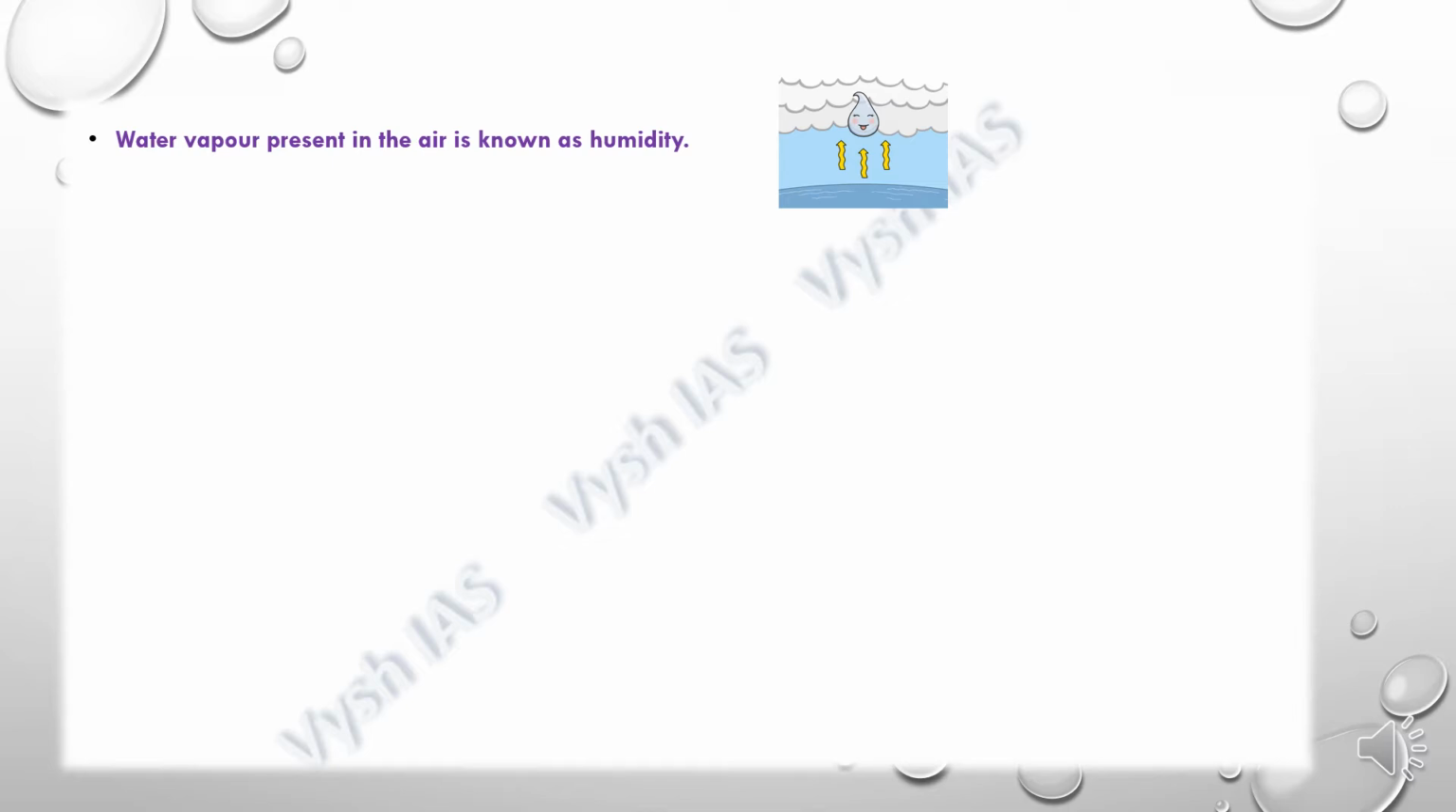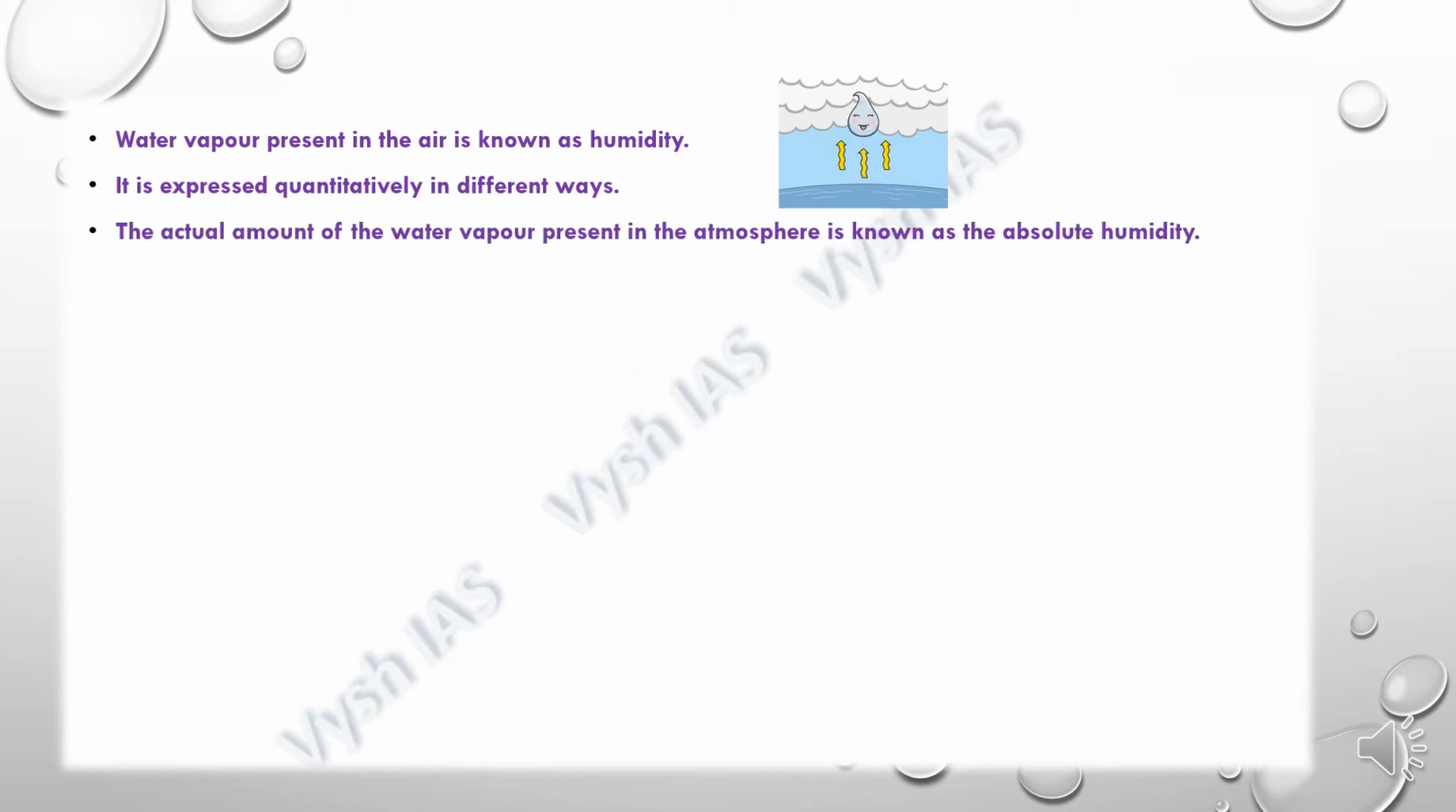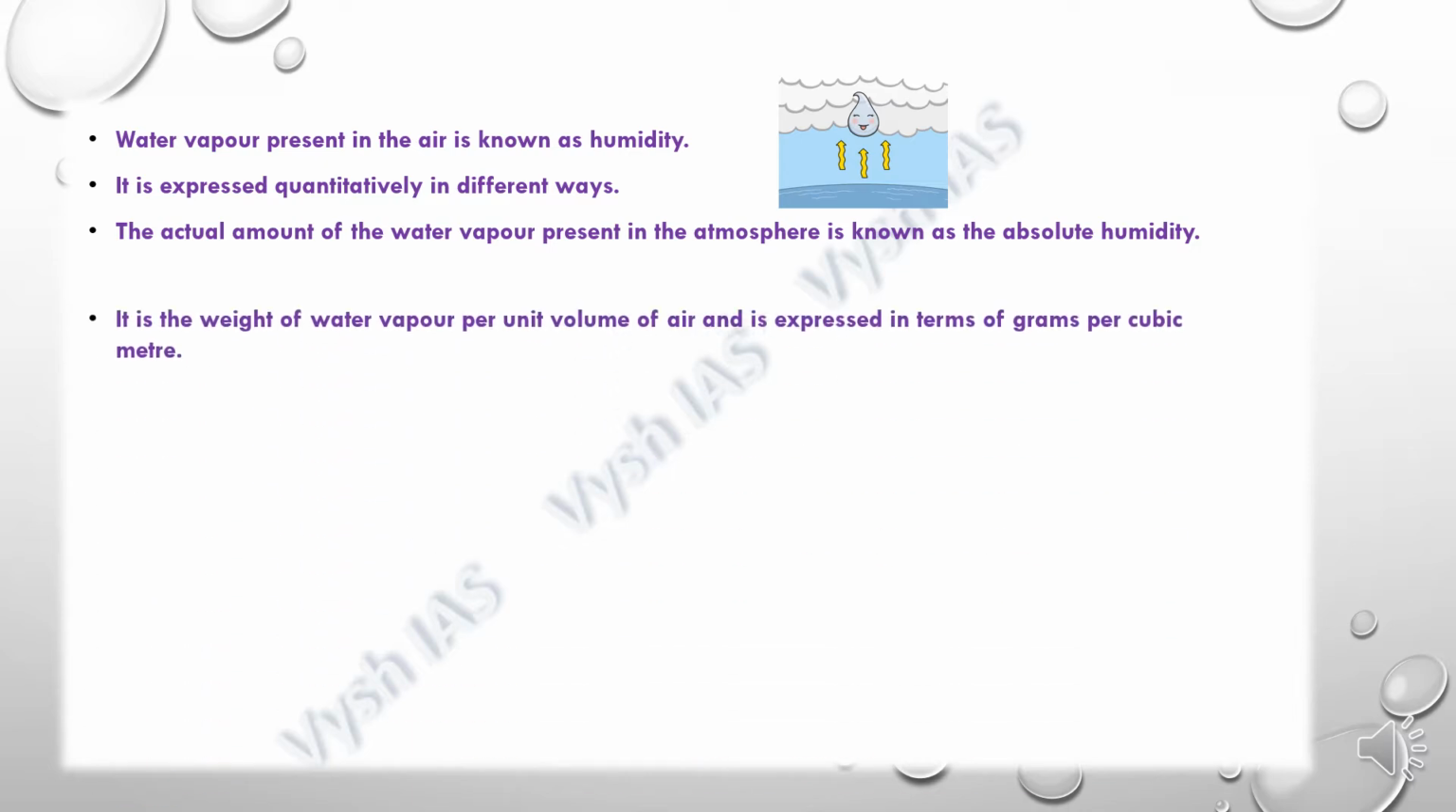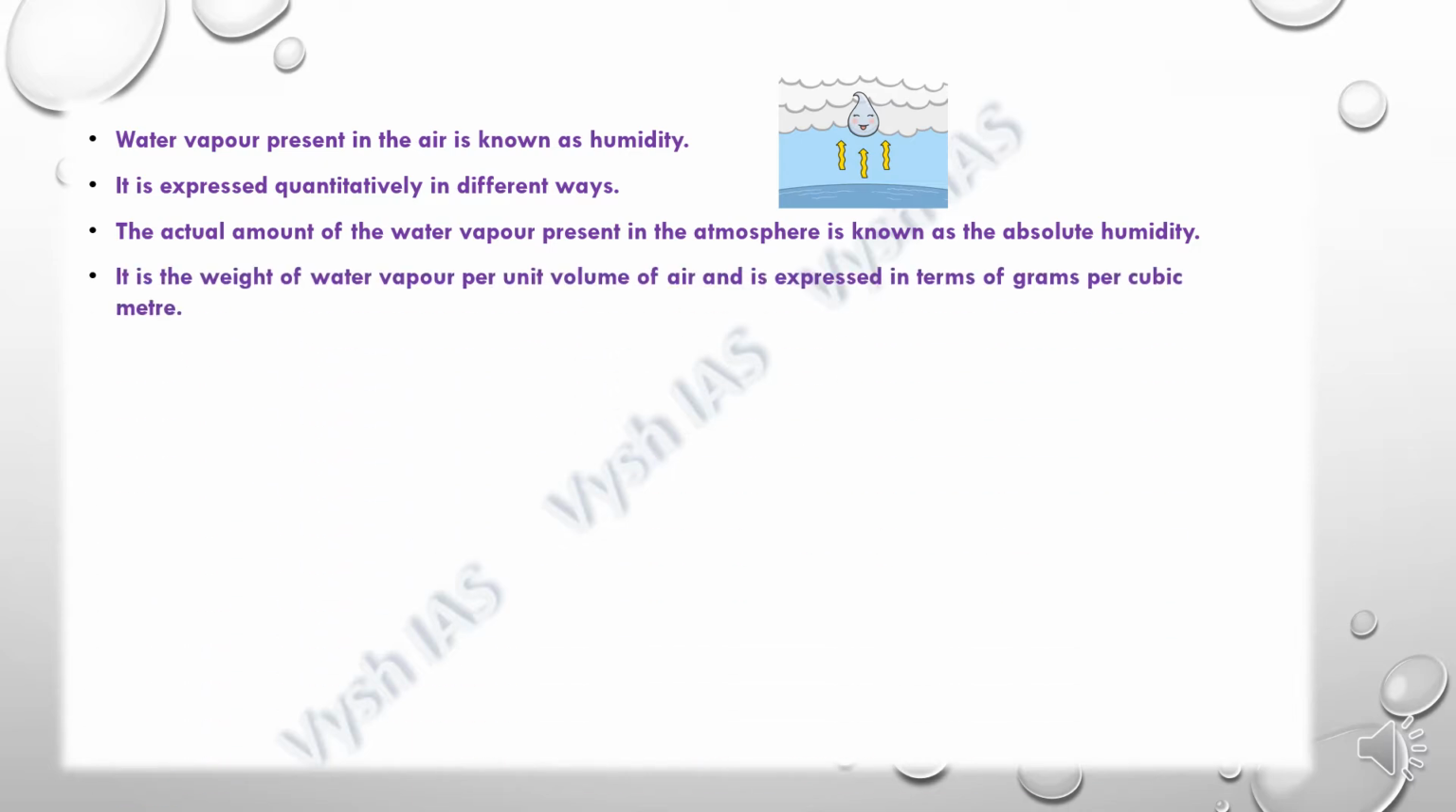Water vapor present in the air is known as humidity. The moisture content is known as the humidity. It is expressed quantitatively in different ways. The actual amount of water vapor which is present in the atmosphere is known as the absolute humidity. It is the weight of water vapor per unit volume of air, and it is expressed in terms of grams per cubic meter. So this is just a little bit of info about how water vapor is measured. The ability of air to hold water vapor depends completely upon the temperature.